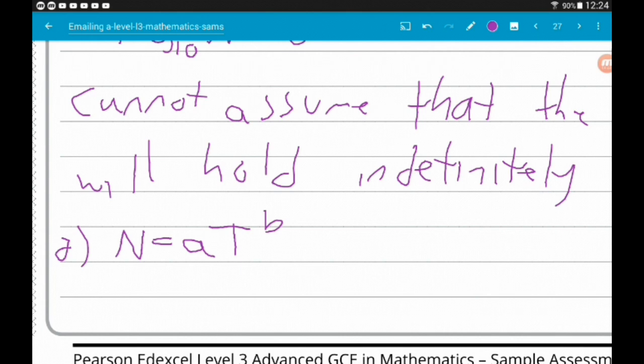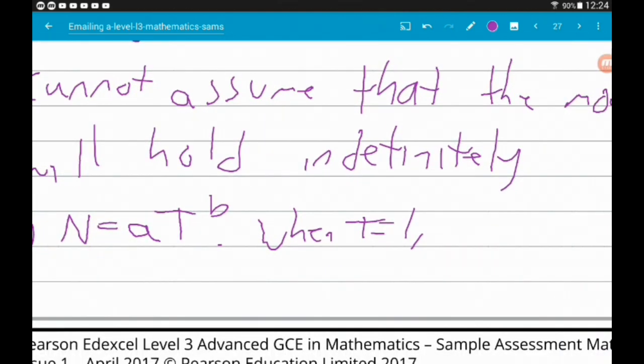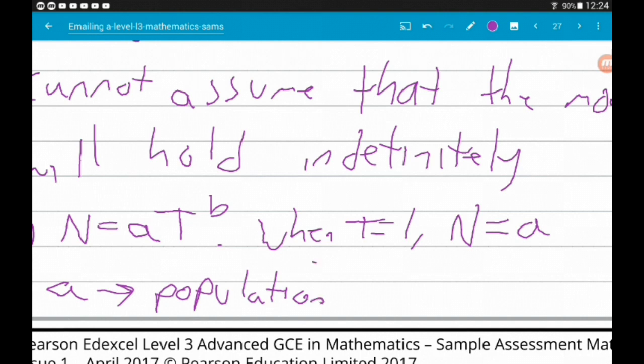So, what about when t is 1? So, when t is equal to 1, n would equal a. So 1 to the power of b, whatever b is, would just be 1. So a is the population after 1 day. Good times.